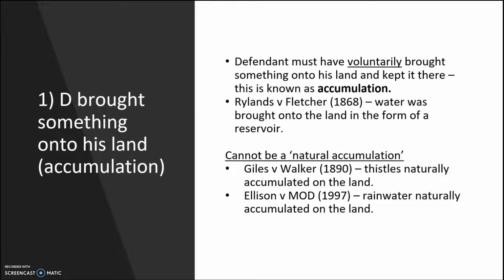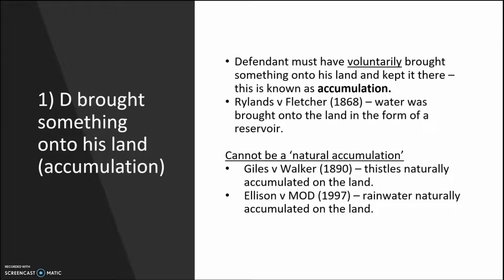So you've got to distinguish that from natural accumulation. In Giles v Walker, thistles naturally accumulated on the land as weeds. He didn't grow them there, he didn't bring them there. They just naturally accumulated, and then they blew across onto the neighbour's land and damaged his crops, and they said that was not a case of Rylands v Fletcher. It wasn't a successful claim because the thistles had naturally accumulated on the land. The defendant hadn't brought them on there and accumulated them there. It was a natural accumulation.